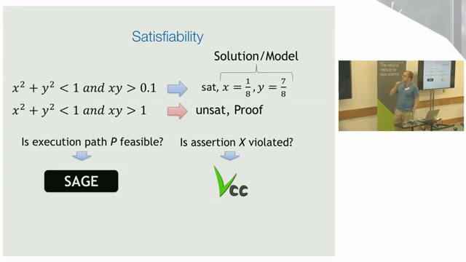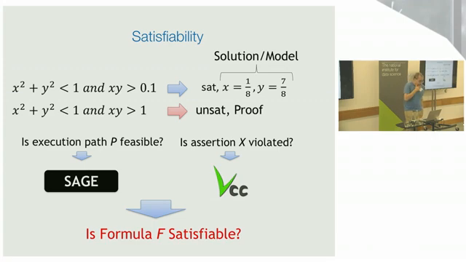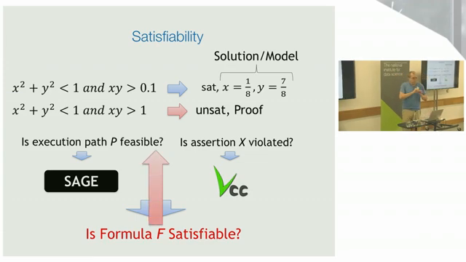How is Z3 used? Basically, for instance, a test case generator, a bug finder like Sage, would convert an execution trace of your program into a formula and send it to Z3. A verifying compiler like VCC would check if assertions in your code can be violated or not. In both cases, you're creating a formula and asking Z3 if this formula is satisfiable or not, if there is an assignment that would make this formula true. If such an assignment exists, for example, in the case of Sage, we are exposing values for the input values of your program that allow you to exercise a particular execution path in your program.